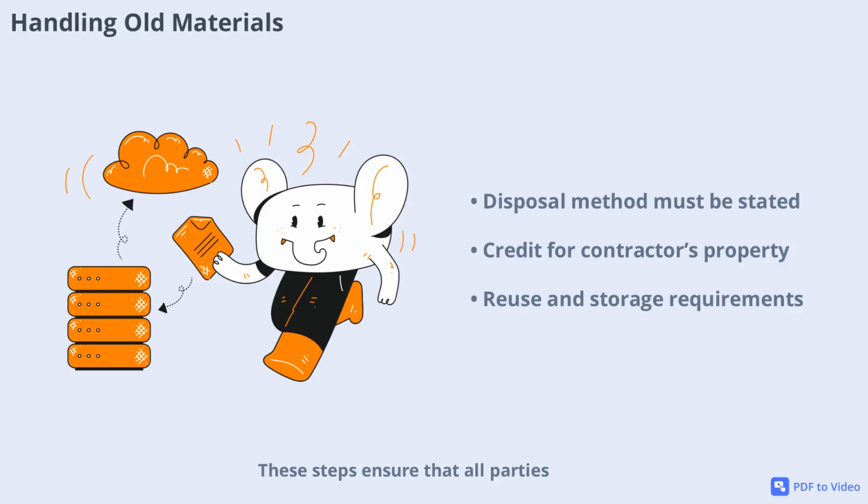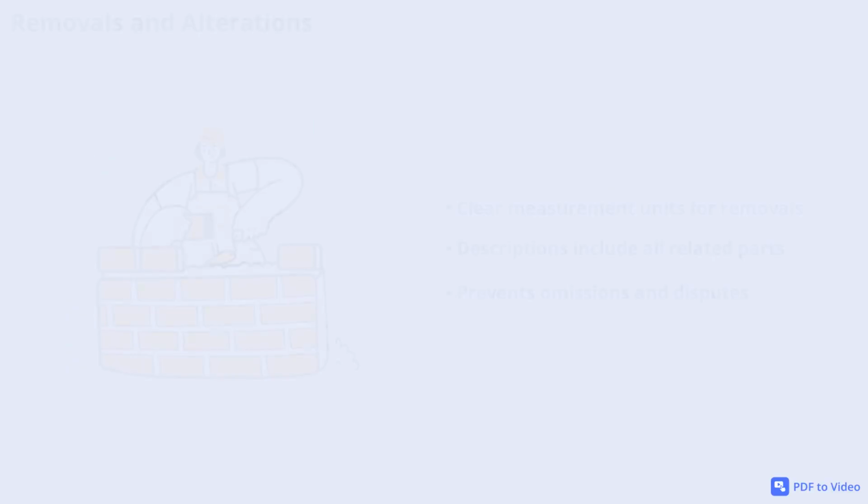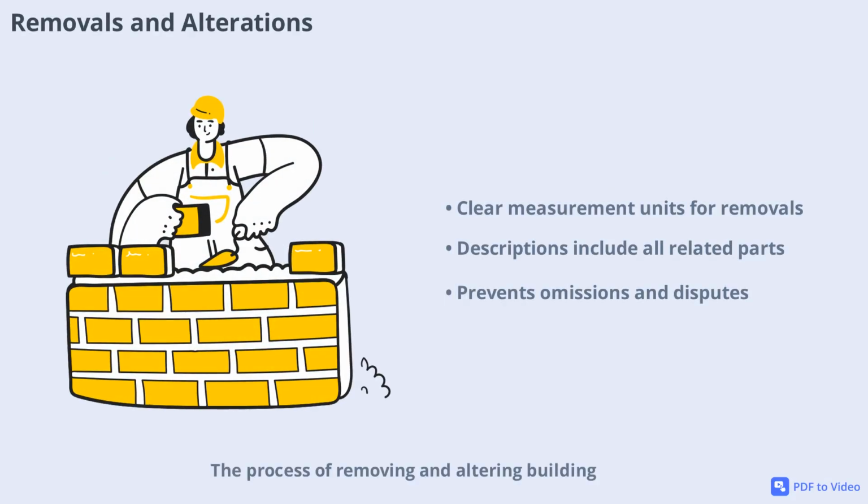These steps ensure that all parties know exactly what happens to old materials, whether they are disposed of, reused, or stored for future use. The process of removing and altering building elements must be measured and described accurately. For example, removing walls, slabs, and surface beds is measured in square meters, while concrete beams, columns, and stairs are measured by number or cubic meters. Removing finishes from surfaces is also measured in square meters.